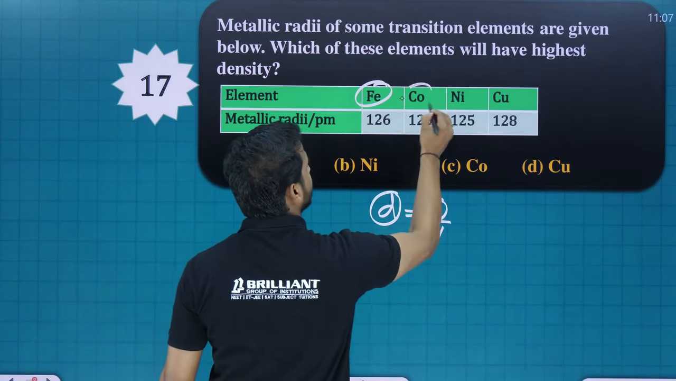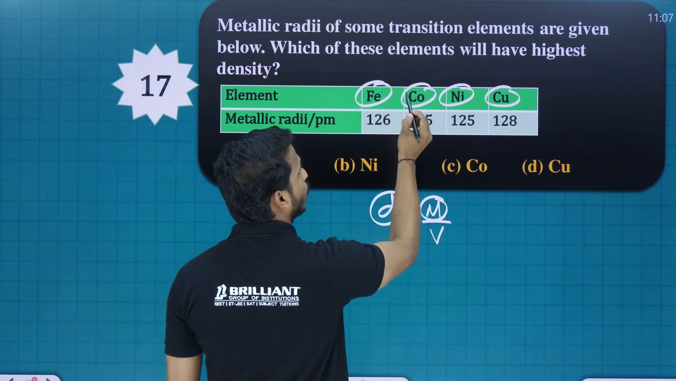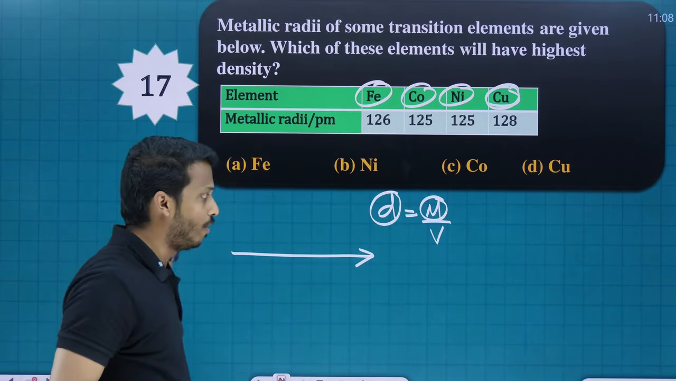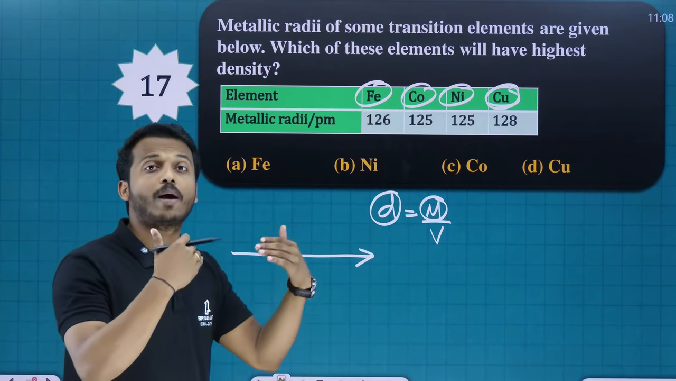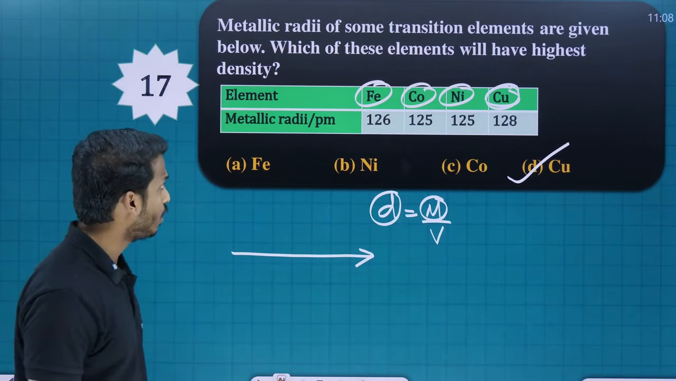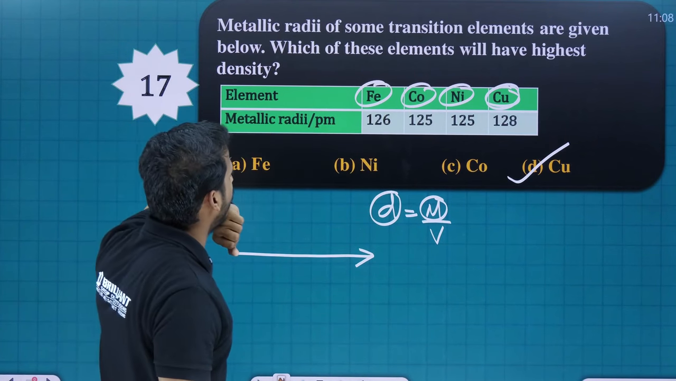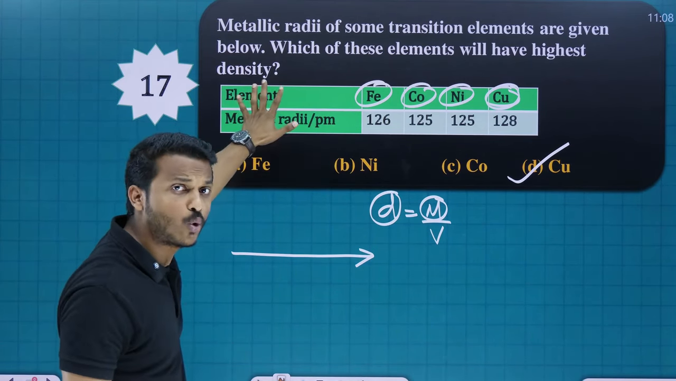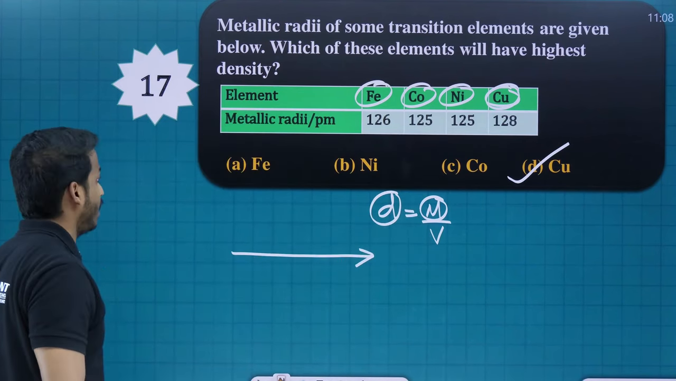Which element is present? The elements are scandium, titanium, vanadium, chromium, manganese, iron, cobalt, nickel and copper. Copper is at the last. When you go from left to right across a period, atomic mass increases, so density also increases. So copper has the greatest density. The metallic radii given here, 126, 125, are all nearly the same. The main factor affecting density is that it increases when atomic mass increases, from left to right.